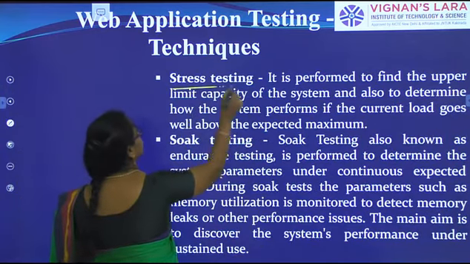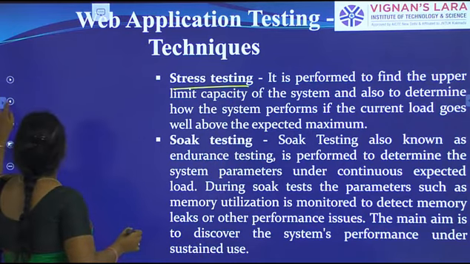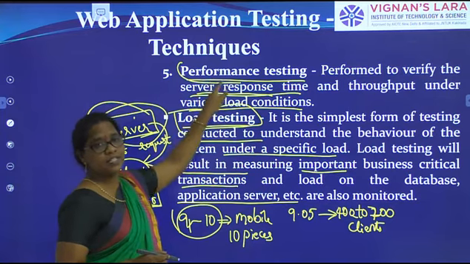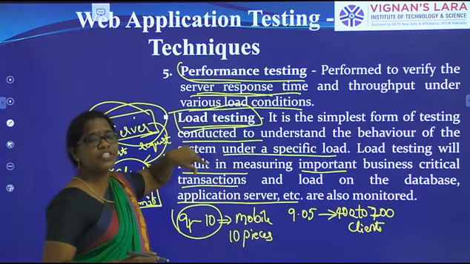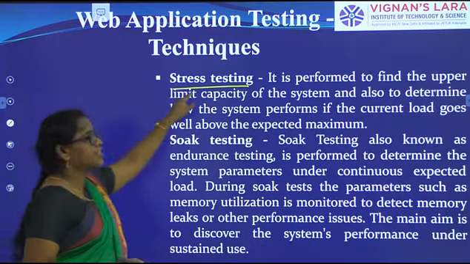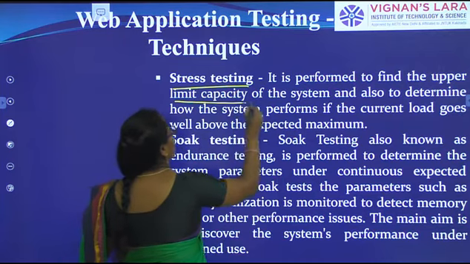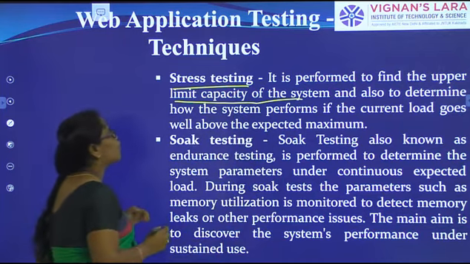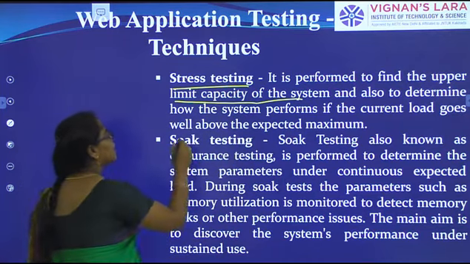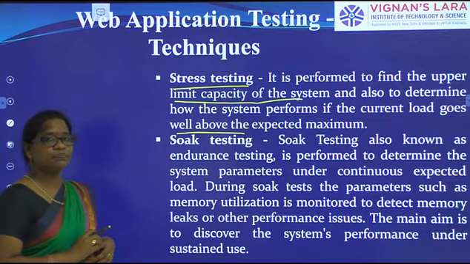stress testing. The second one is stress testing. These are the parts of performance testing, where we have to test different conditions: one is load and the second one is stress. It is performed to find the upper limit capacity of the system and also to determine how the system performs if the current load goes above the expected maximum.